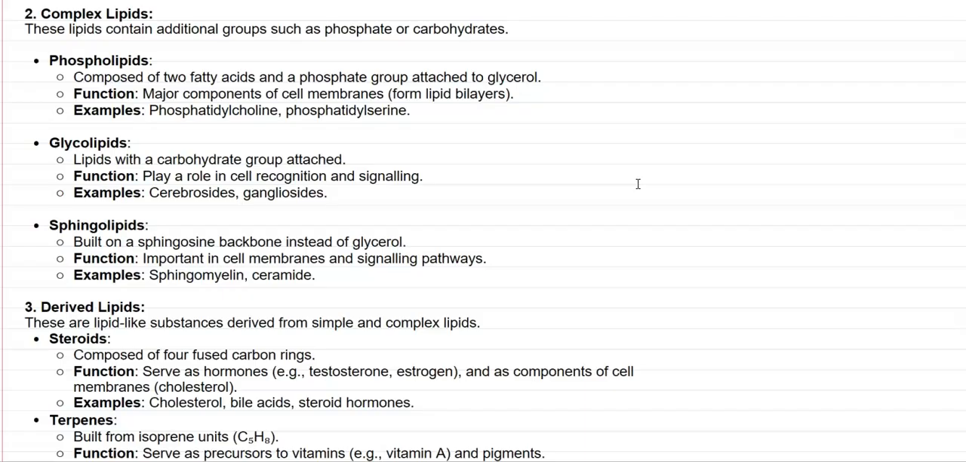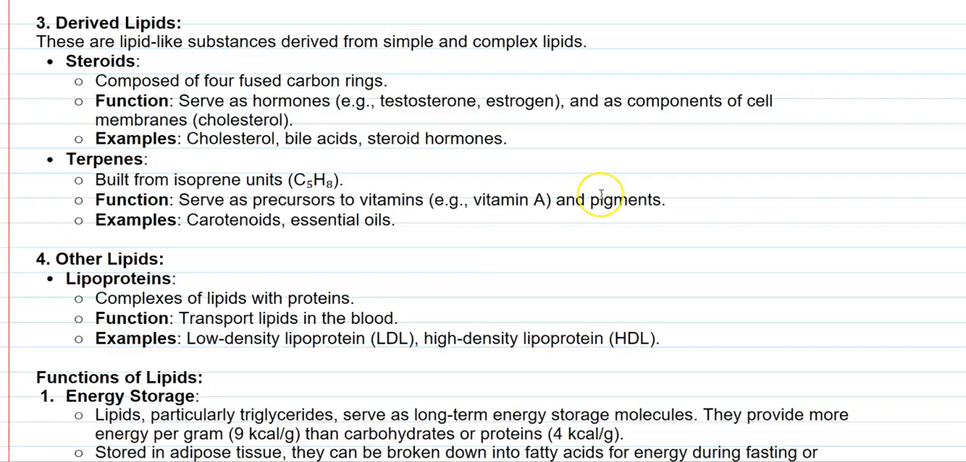The next one is ceramide, the basic structural unit of sphingolipids. It acts as a second messenger in apoptosis, proliferation as well as inflammation activities in the cells. The next category is the derived lipids. These are a group of lipid-like substances that are basically derived from the simple as well as the complex lipids. Here, two groups are there. One is the steroids, and the other one is the terpenes.